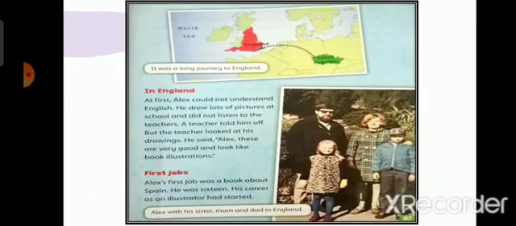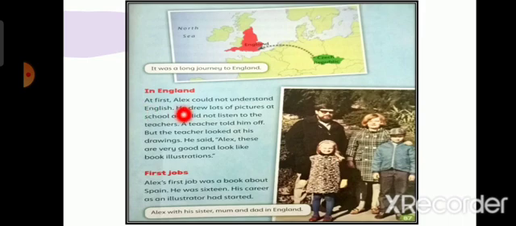Next, we go to page number 87. At the top of the page, there is a map of England and Czech Republic. It was a long journey to England. Here the subheading is In England. Let's read what happened when they were in England.